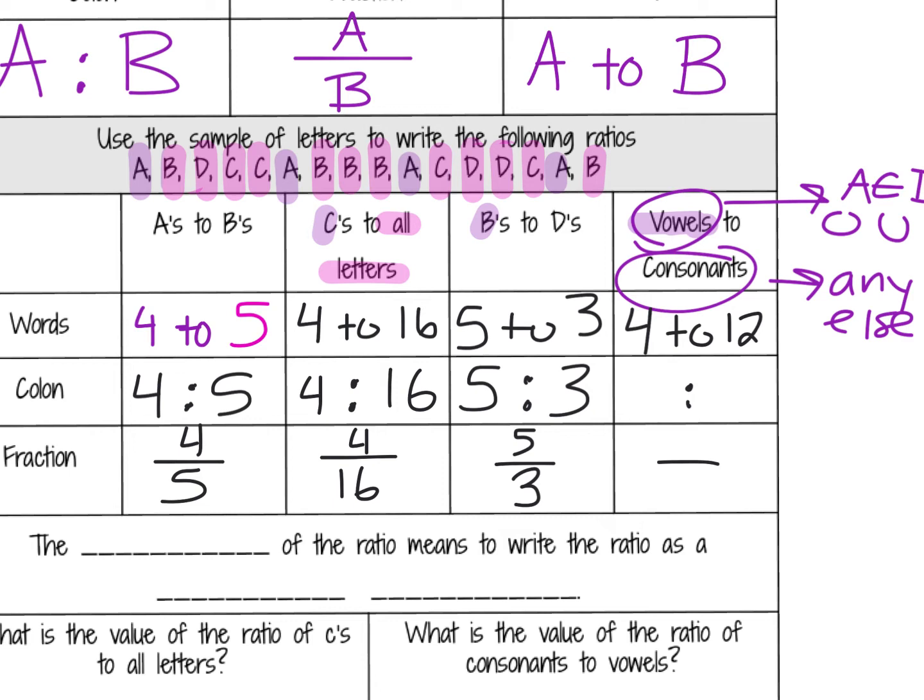So the ratio of vowels to consonants is 4 to 12. Again, making sure whatever it lists first, that number goes first in the ratio. So that was word form. To write it as a colon, we still write 4 to 12, but just with a colon. The first number goes on top of the fraction, the second number goes on bottom, 4 over 12.